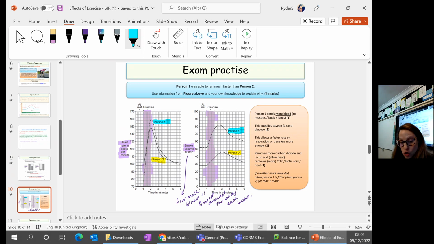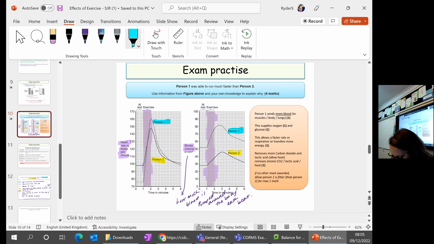So that's that 4 mark question. Always, if you've got a data question, have a point of what your data is from using the information, and then have explanations. Point and explain, point and explain, point and explain.